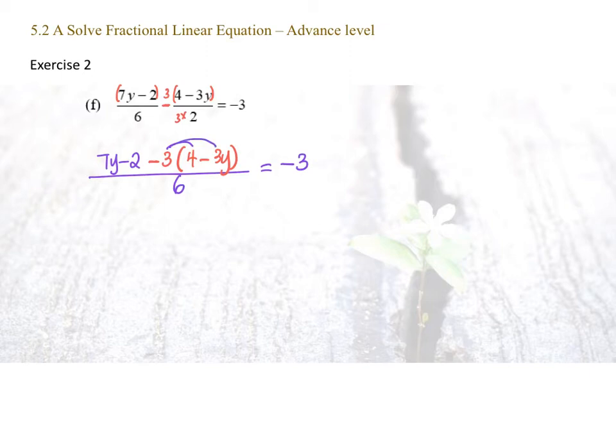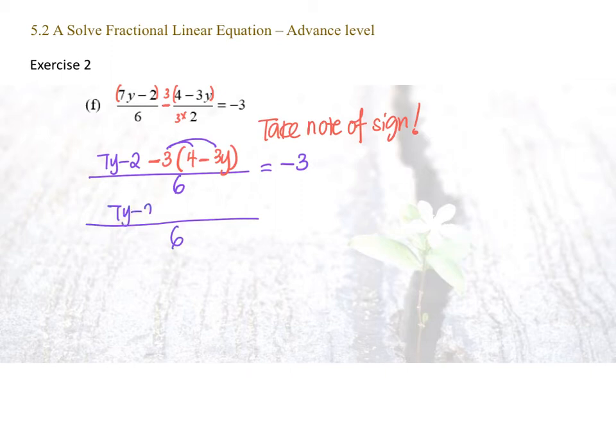So you will get the expansion. Take note of the sign. Negative 3 times negative 3y will give you, so firstly we get negative 12 and this will be plus 9y to be equal to negative 3. Simplifying our equation, our fraction, we get 16y minus 14.